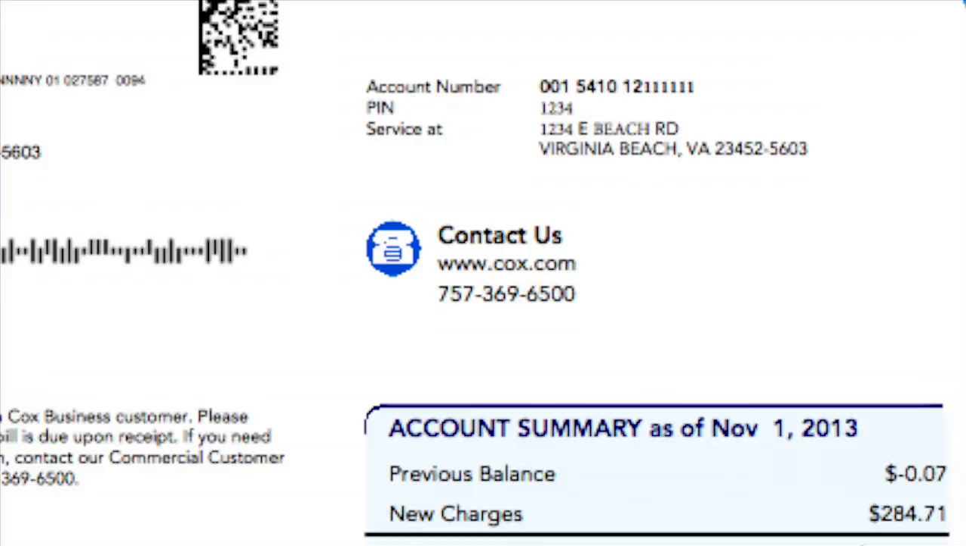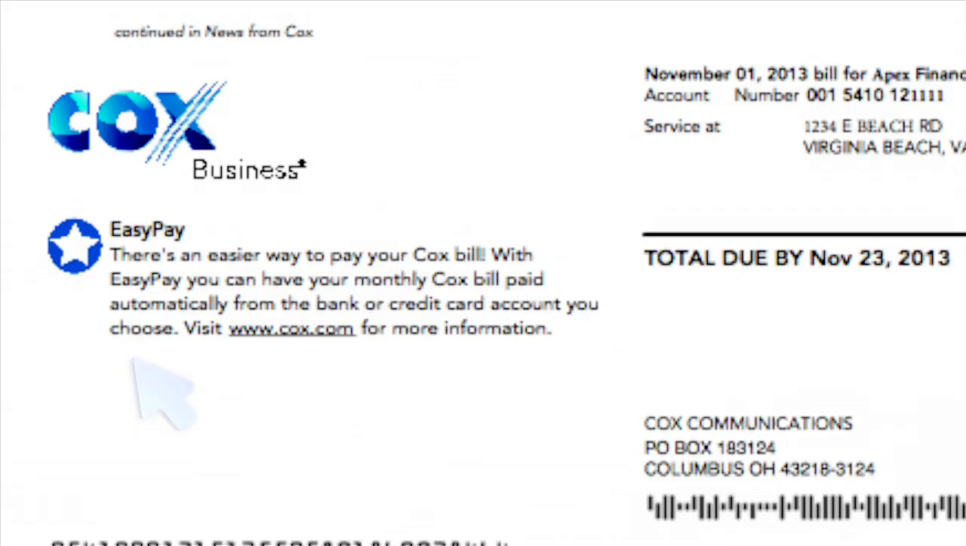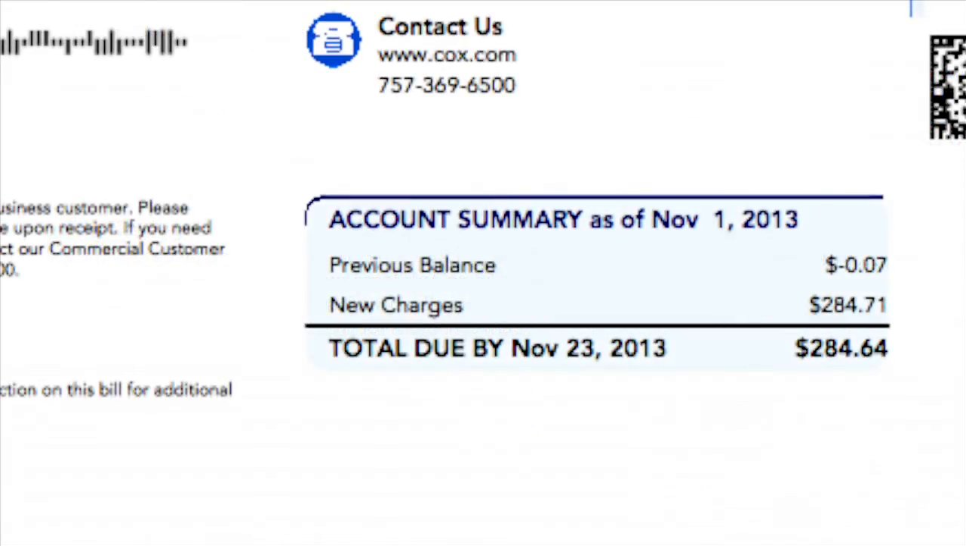B, how to reach us. The telephone number of your local point of contact is shown here in case you have additional questions. C, important messages from Cox. For example, did you know you can set up automatic payments using EasyPay? D, account summary. In this section, you can see a summary of your monthly charges and payments, as well as any credits you may have received.